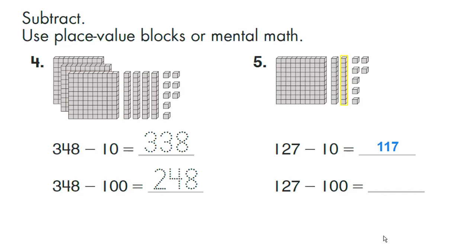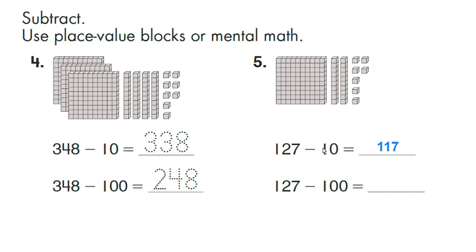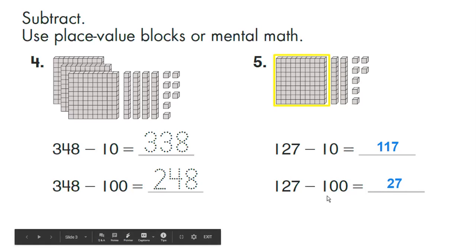Okay, now for the next one, I'm going to take 127 minus 100. So I'm going to take away that 100 block. And now I'm left with 10, 20, 21, 22, 23, 24, 25, 26, 27. So 127 minus 100 equals 27. My hundreds changed when subtracting 100.